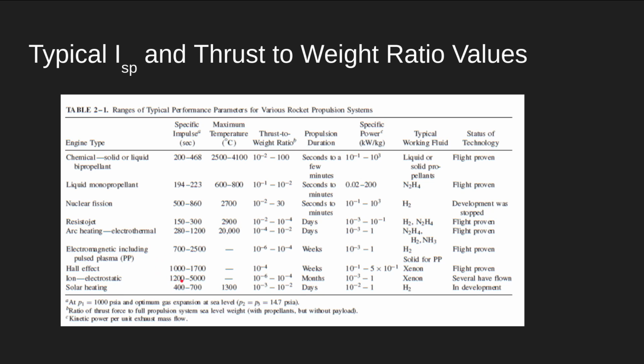electromagnetic or ion, they have very high ISPs, like crazy 5,000 ISPs. But if you look at the actual thrust to weight ratio, it's like 10 to the negative 6, 10 to the negative 4, that's like less than a percent thrust. But they can be active for months at a time.